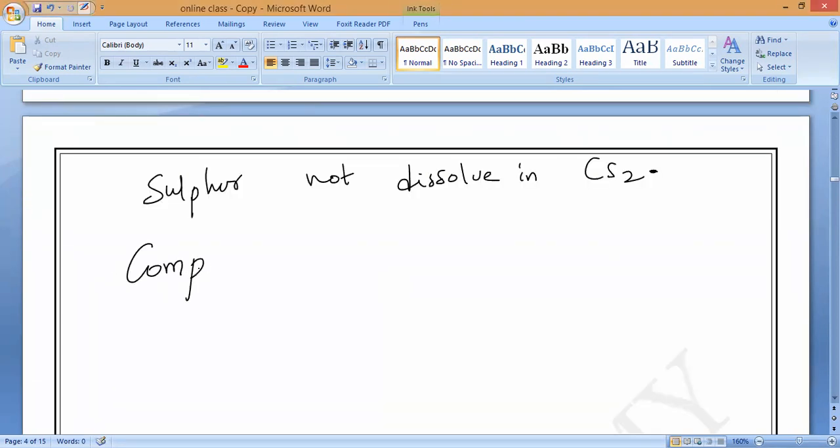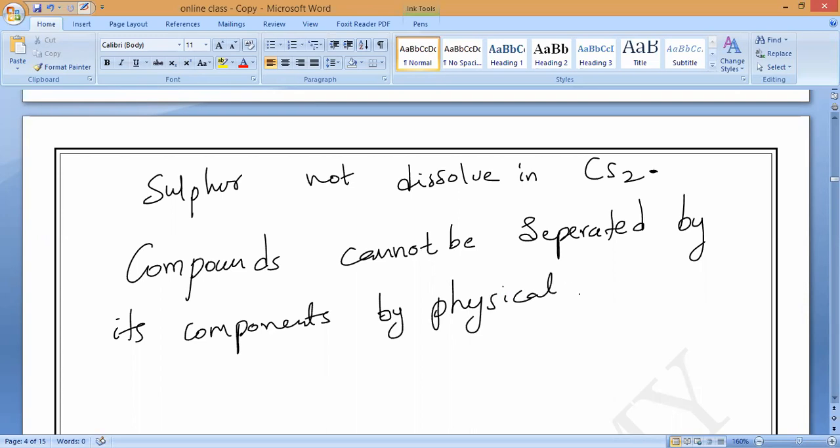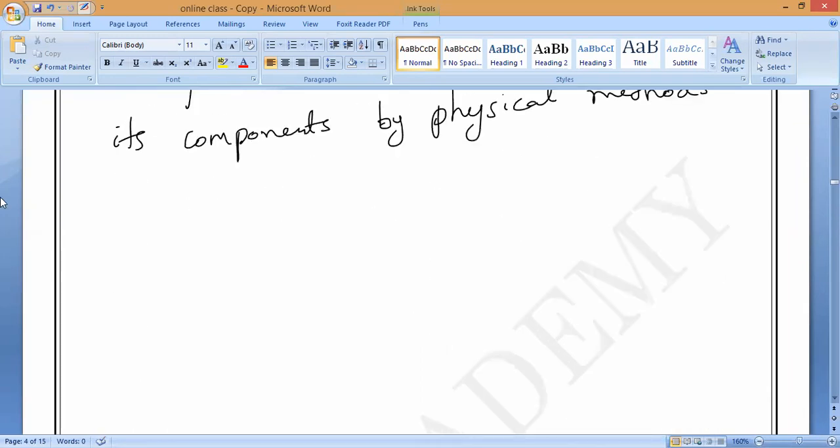Compounds cannot be separated into their individual components by physical methods. Do you understand? That is what you have to remember. So, if you want to separate them, what do we have to use? Physical methods are not going to work. So which methods are there? Chemical methods.